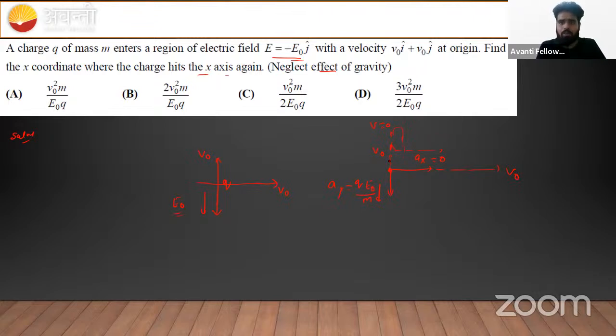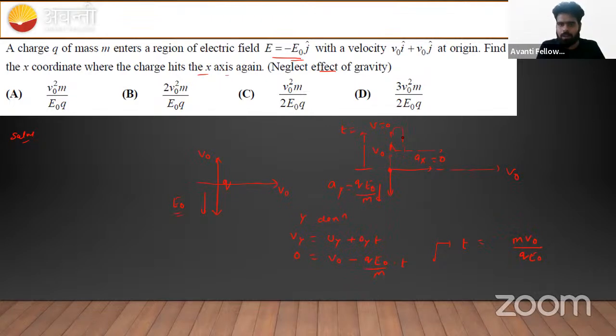At which time is the particle velocity zero? We can find the time if we apply the motion equation in the y direction: v y equals u y plus a y t. The final speed is zero, u y is V naught, and the acceleration acting downward is Q E naught upon M. Say this time is t. We can calculate the value of time: t equals M V naught upon Q E naught. This is the time when the speed of the particle becomes zero.